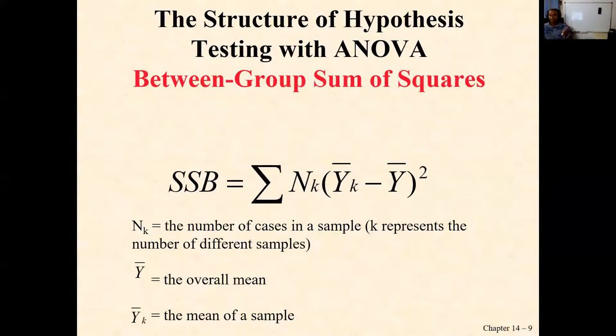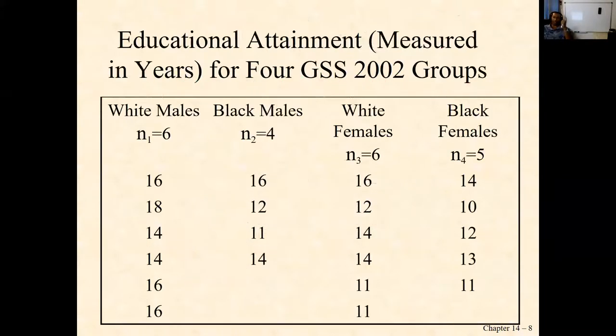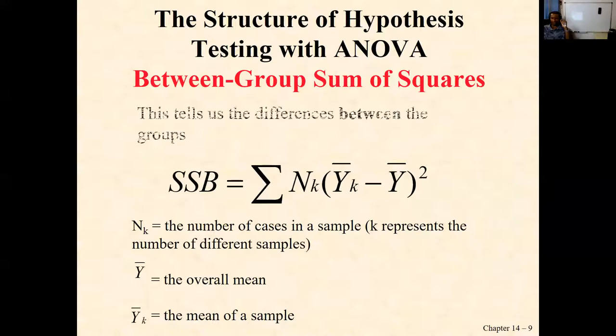So in order to do this, the first step of this ANOVA procedure in order to compute the test statistic, the F ratio or the F obtained, would be to find the between group sum of squares. Now, what does the between group sum of squares tell us? It tells us the difference between the groups.